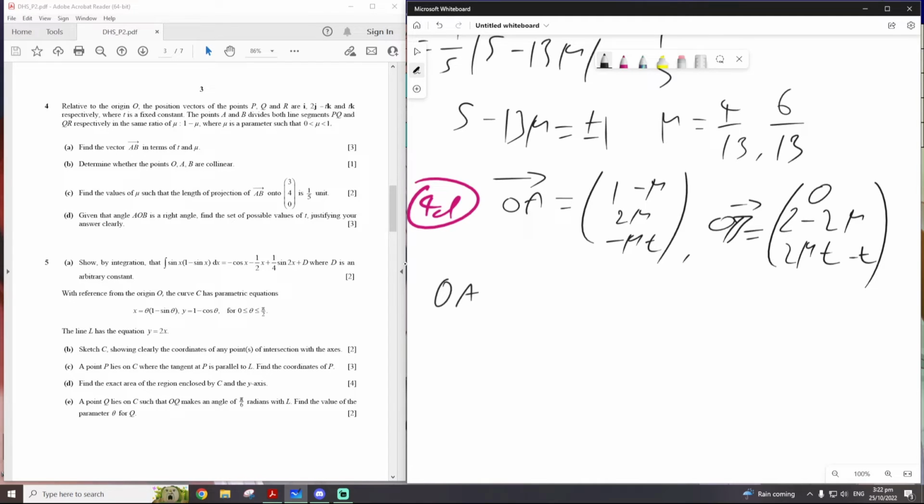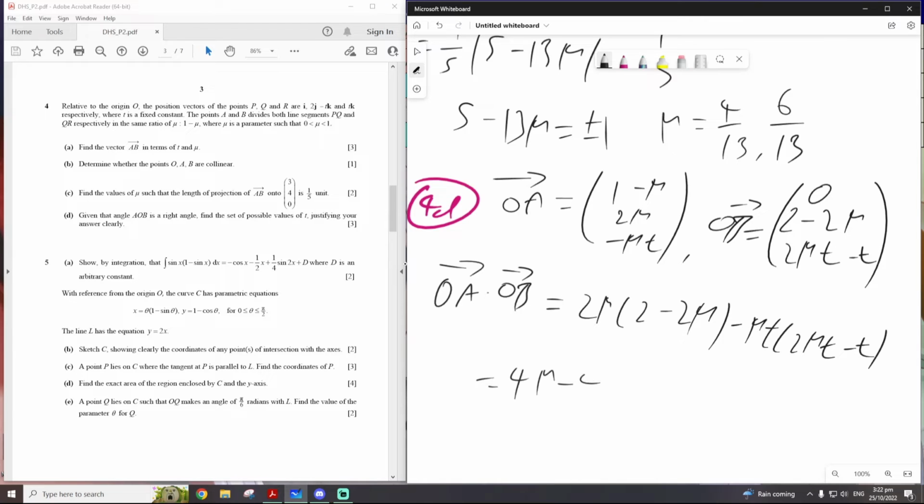So we find OA dot OB. So you get 2 mu times (2 minus 2 mu), and then minus mu t times (2 mu t minus t), and this gives us 4 mu minus 4 mu squared minus 2 mu squared t squared plus mu t squared. Wow, messy.